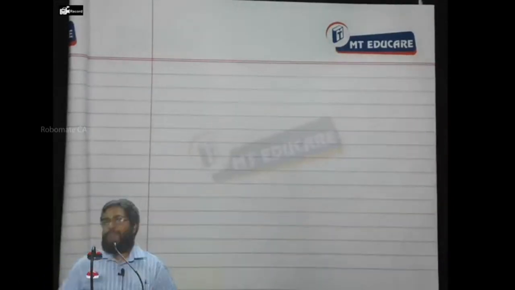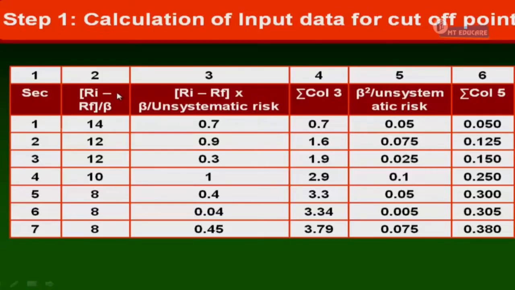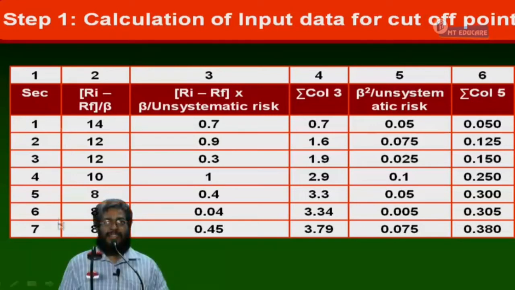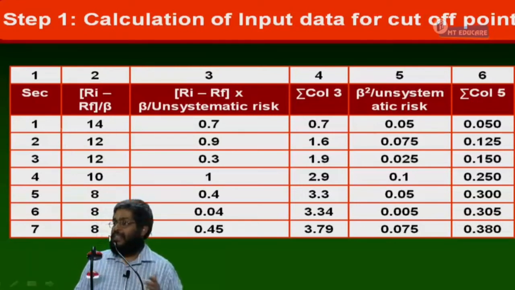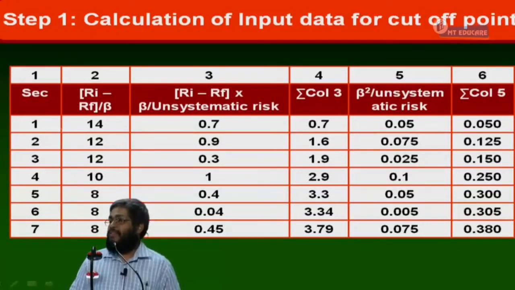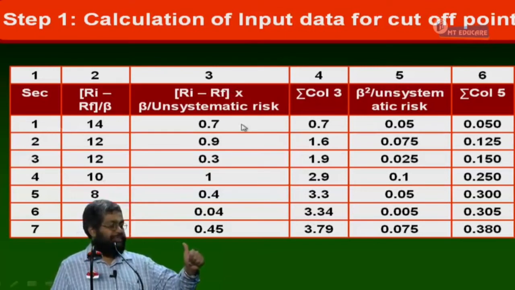Okay, now listen here, please. How many steps are there for this optimum construction? 5 steps. Step 1 is calculate Ri minus Rf divided by beta, which the question has given you, not an issue. Step 2 is to arrange the securities in descending order. That too has been done by the question.